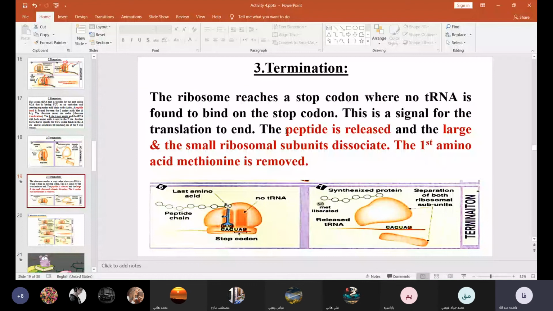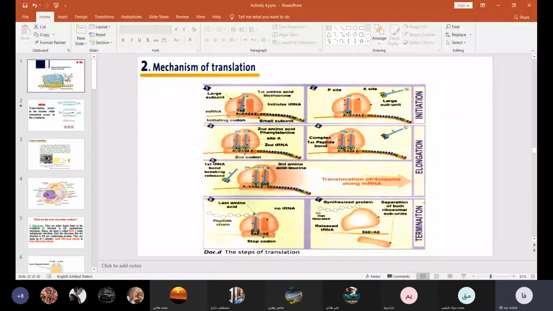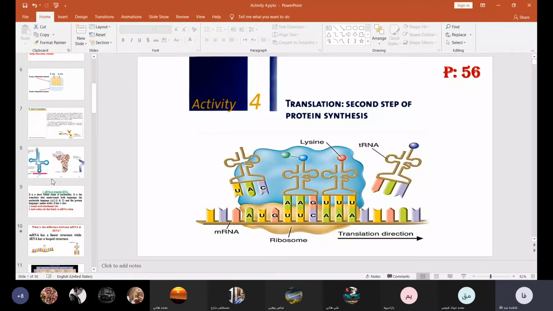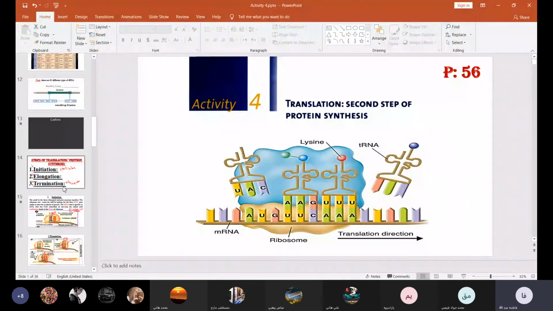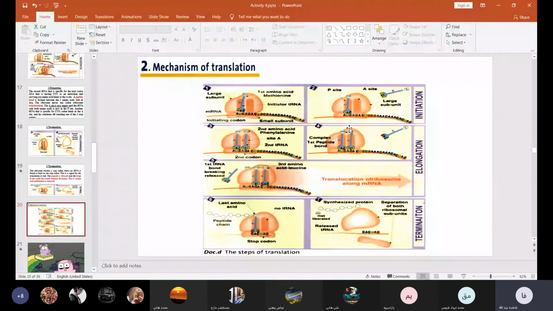This figure in the book, the activity 4, page 56, 57, okay, page 57, is required, you need to learn it. Okay.